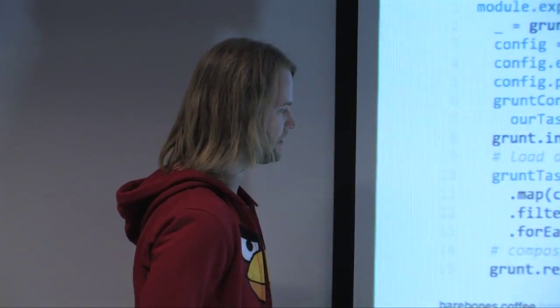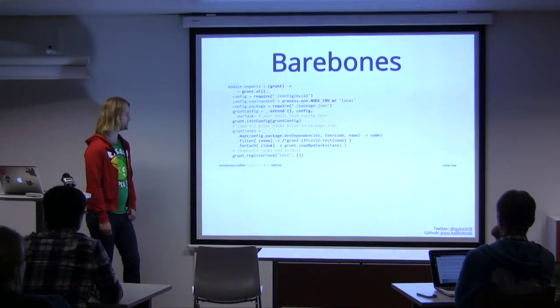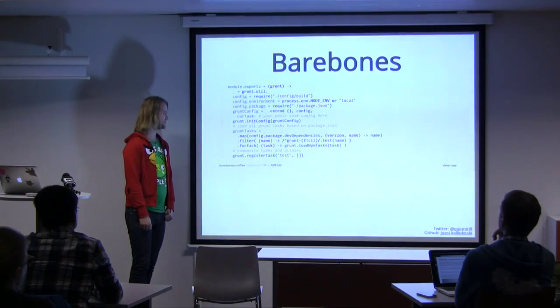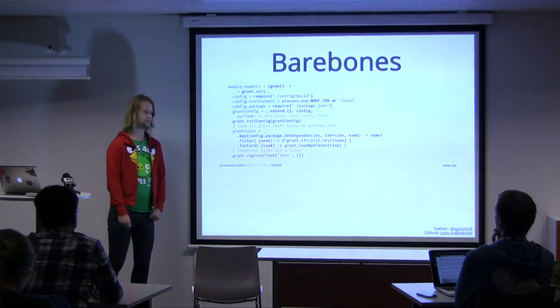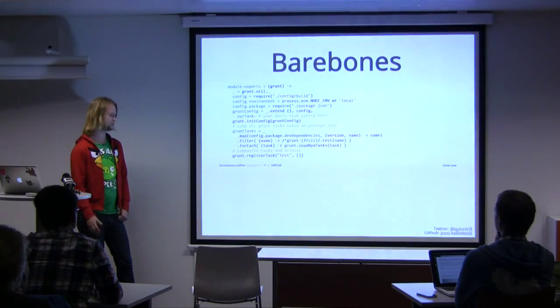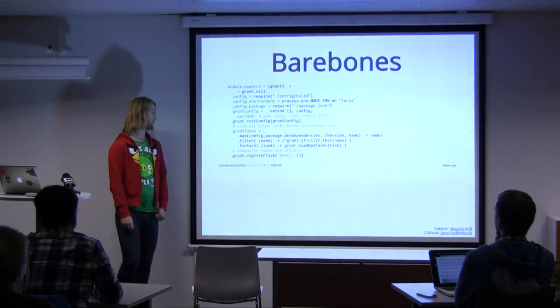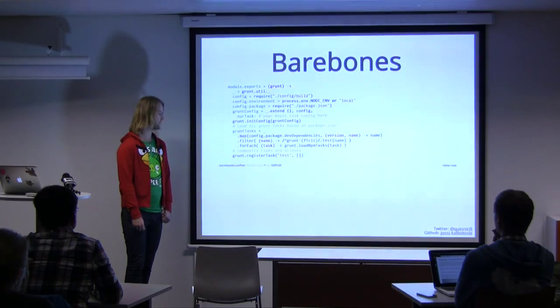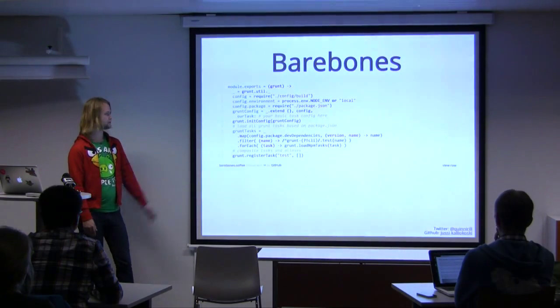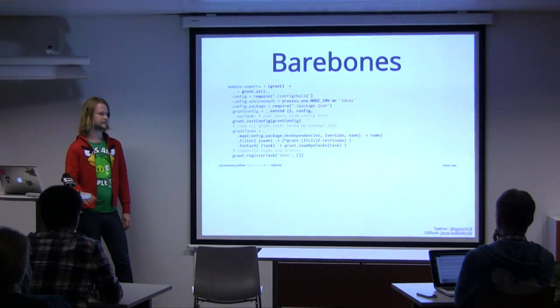Here I have a four-liner that gets all the tasks in your package.json, goes through them and sees which ones of them are grunt tasks and adds them to your project. By the way, I'm going to have a lot of code examples, so you don't really have to pay attention to them. They're just decorations in the background. So, oh, I even forgot one task there. Oh, oops.